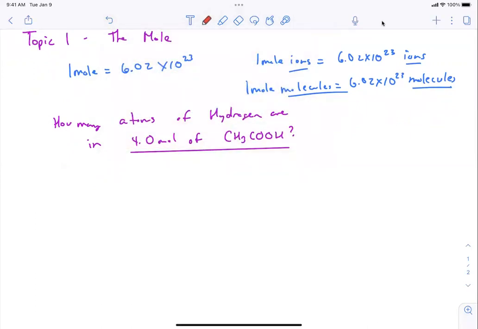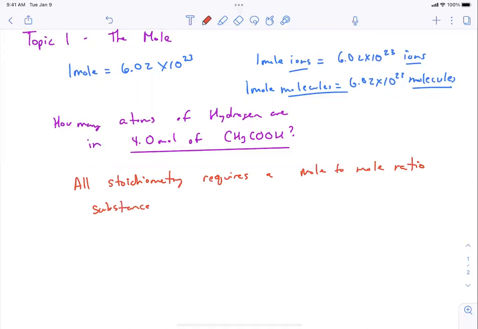Secondly, all stoichiometry, okay? All stoichiometry that involves conversions of one substance to another, all those calculations require a mole to mole ratio, okay? Anytime you're converting from substance A to substance B, there is a mole to mole ratio required. There are no exceptions to this rule.